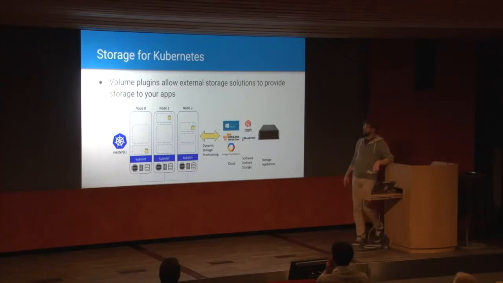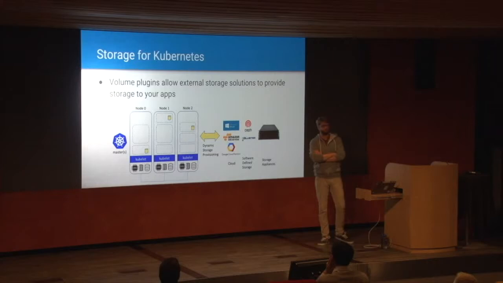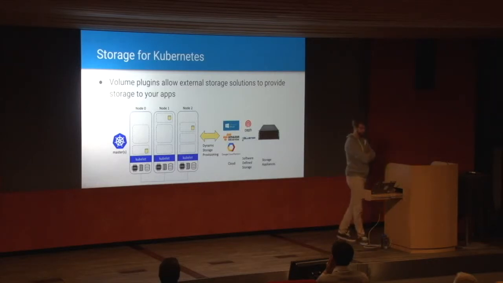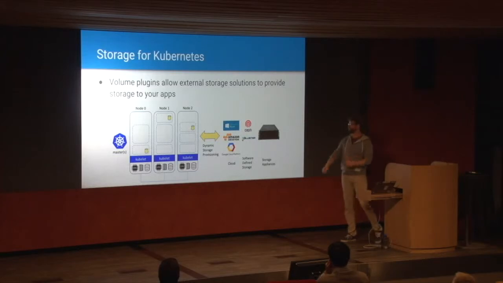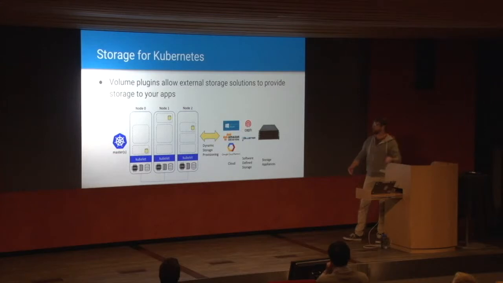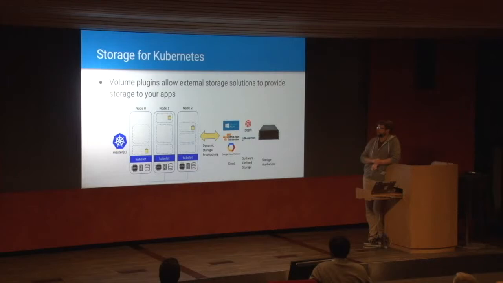So if we take a look at what storage for Kubernetes looked like in the beginning, what you'd normally end up having is your Kubernetes cluster on the left there, and then a whole bunch of external storage services. Those could be a NAS device or cloud provider block storage like Amazon's EBS or whatever it may be. But the key here is that they lived outside of the Kubernetes cluster.